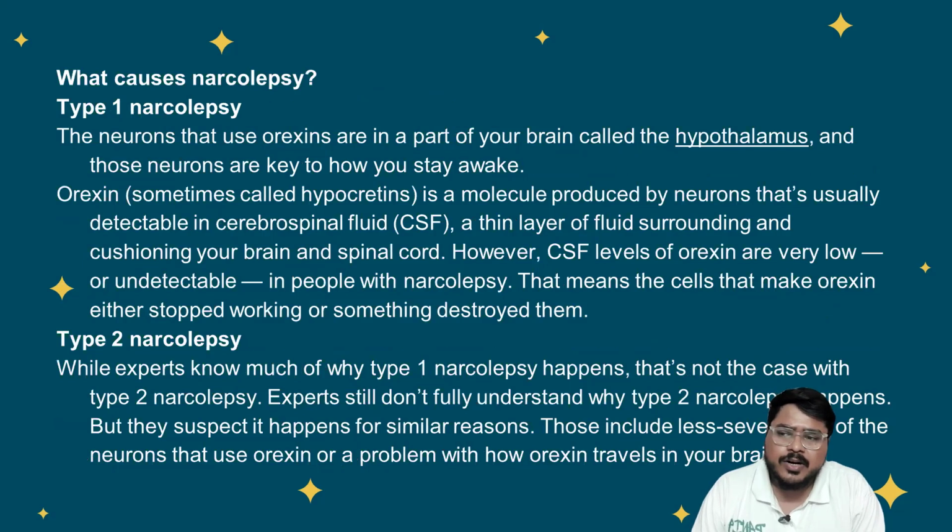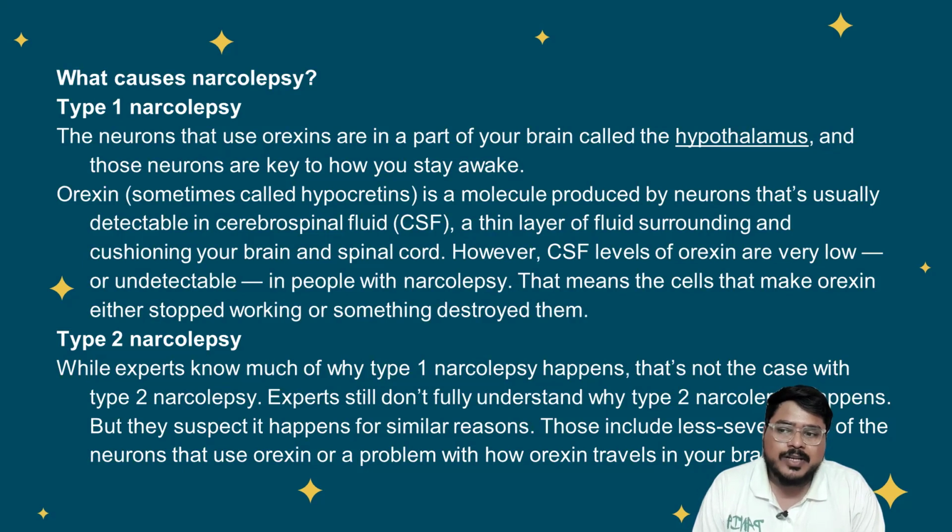ओके. What causes narcolepsy? नार्कोलेप्सी टाइप 1 में क्या होता है कि आपका जो हाइपोथैलेमस होता है ब्रेन के अंदर, उसमें कुछ न्यूरॉन्स होते हैं that help you with the sleep-wake cycle because they produce orexin, also orexin A and orexin B. That is also called hypocretin 1 and hypocretin 2, a molecule produced by neurons that is usually detectable in cerebrospinal fluid, that is CSF, a thin layer of fluid surrounding and cushioning your brain and spinal cord. However, CSF levels of orexin are very low and undetectable in people with narcolepsy.